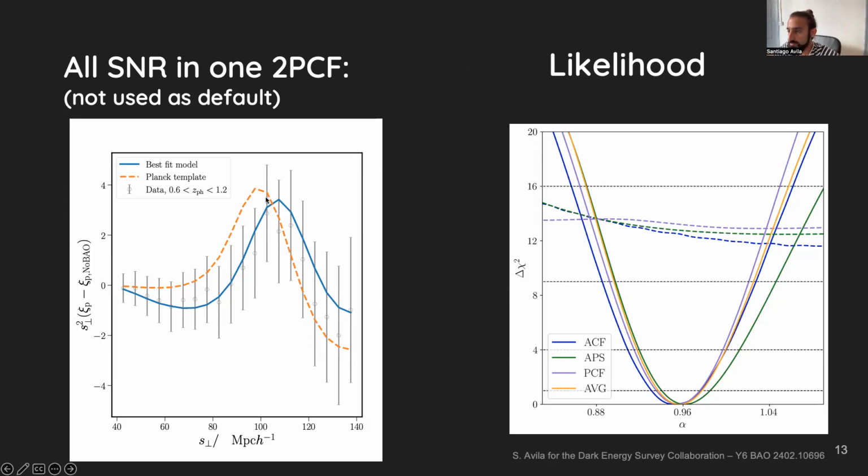Okay, so this is what we find. This is a template, and this is the best fit measurement. You can see a clear detection of the peak. This is around 3.5 sigma. And this is the likelihood of all the measurements combined, all the individual clustering statistics, and then the combination in average here. And this is what you see, the 3.5 sigma line. This is if we didn't have a BAO in our data.